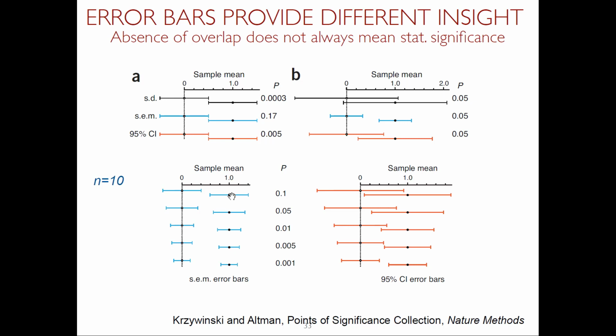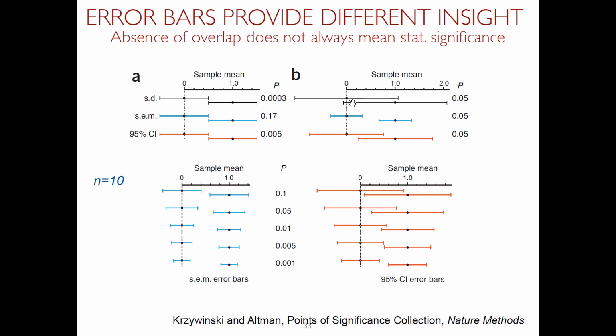And then they show how it depends on p-values for the standard error and how it depends on p-values for the confidence interval. So essentially, the points are that different intervals indicate different things. They describe different aspects of the data. And because of that, the associated error bars can look very differently.